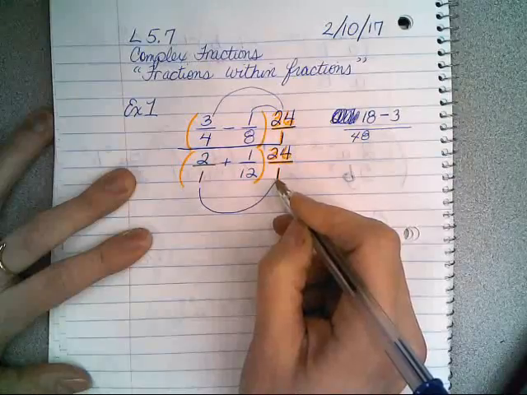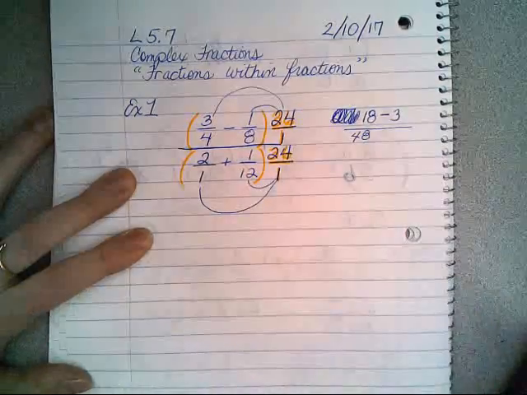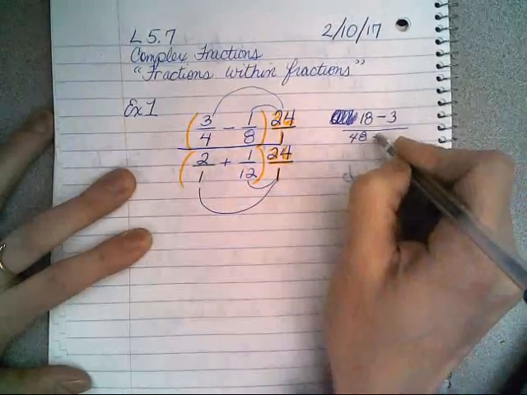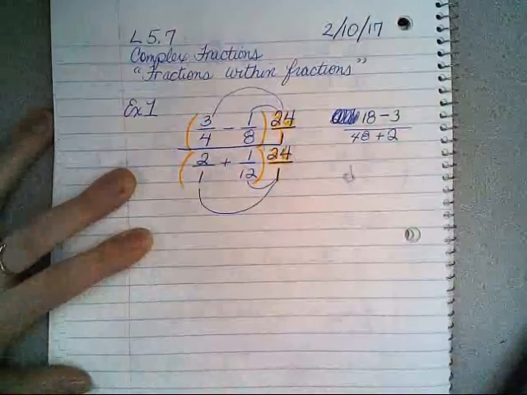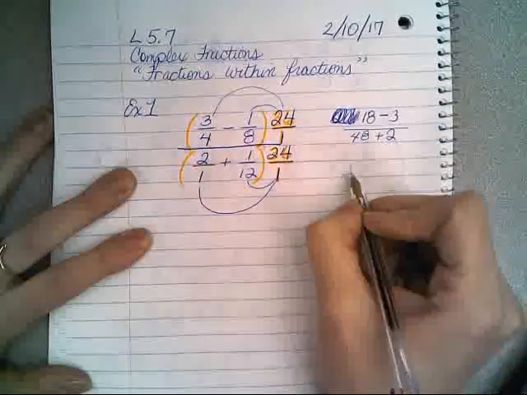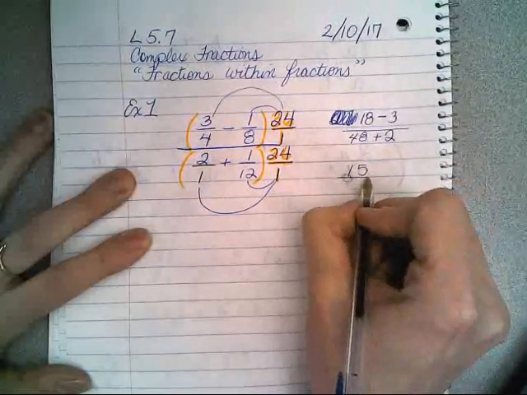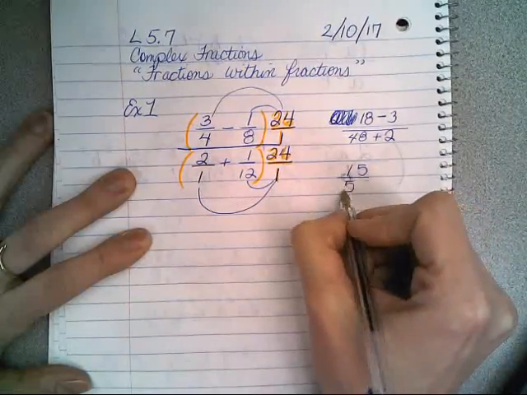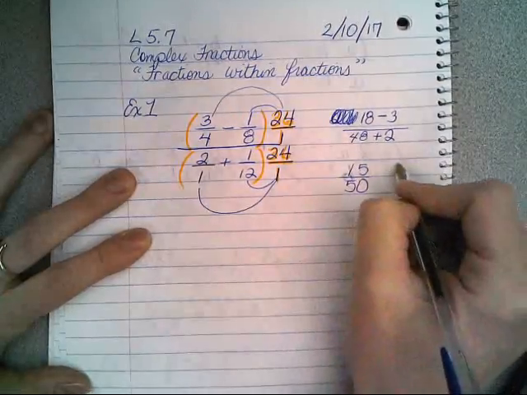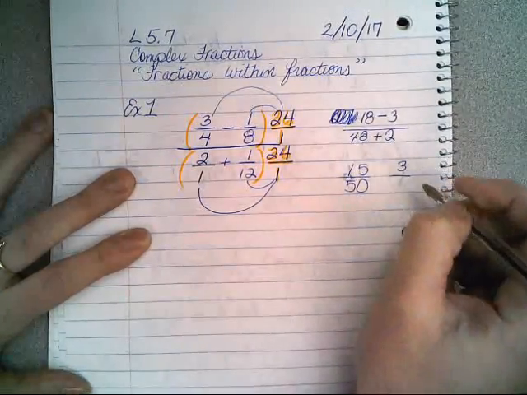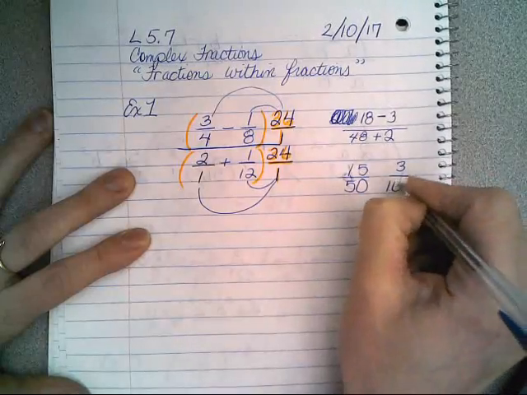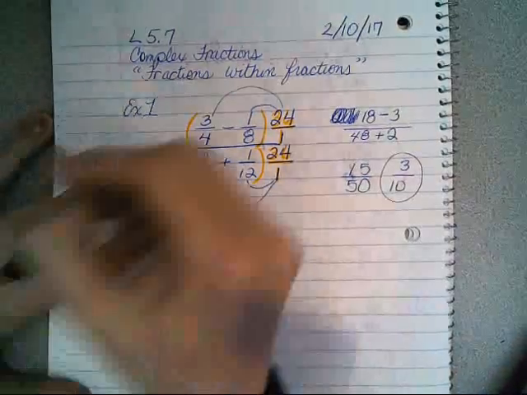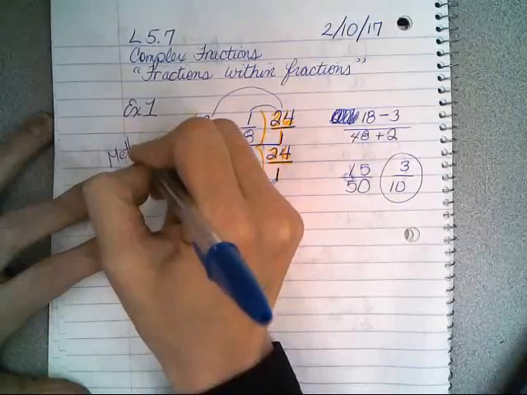Then I'm going to do 24 over 1 and 1/12. Looks like a 2 to me. 18 minus 3 is 15. 48 plus 2 is 50. 3/10, I'm thinking that looks like. And that's your answer. And again, this is using method 2.